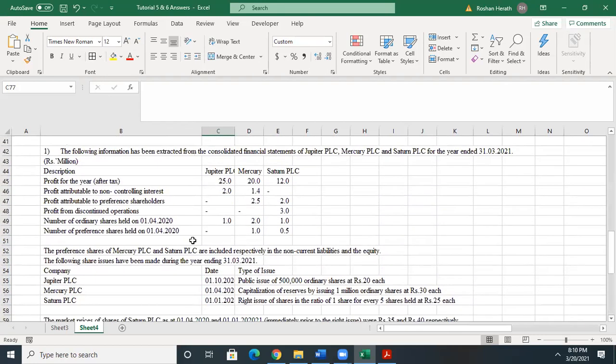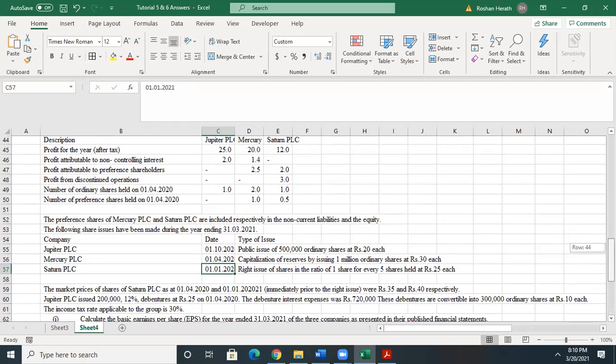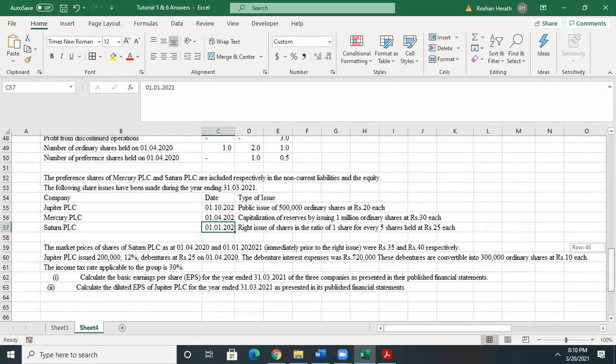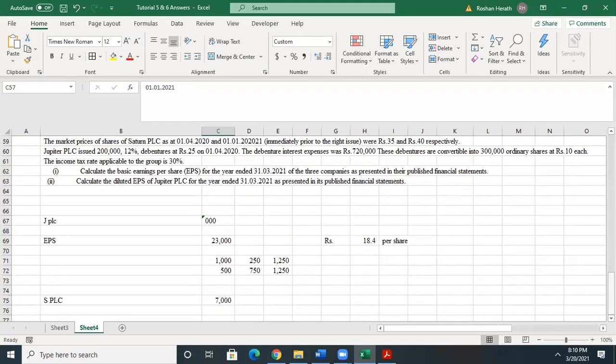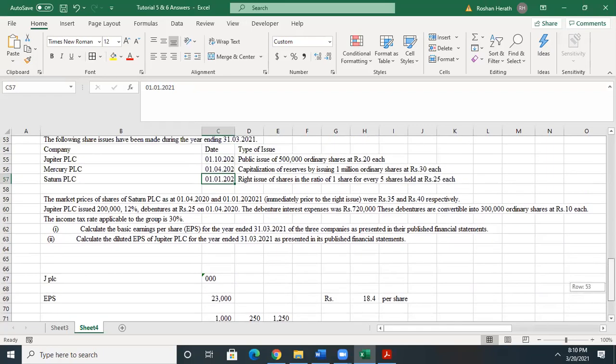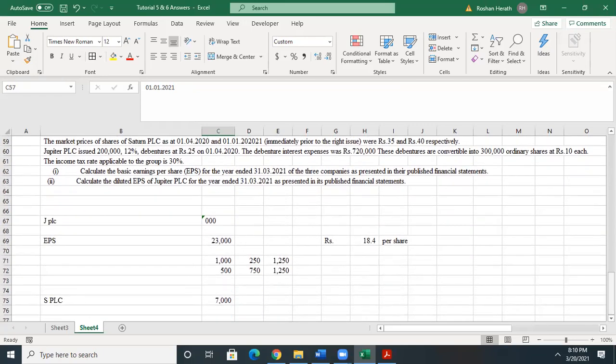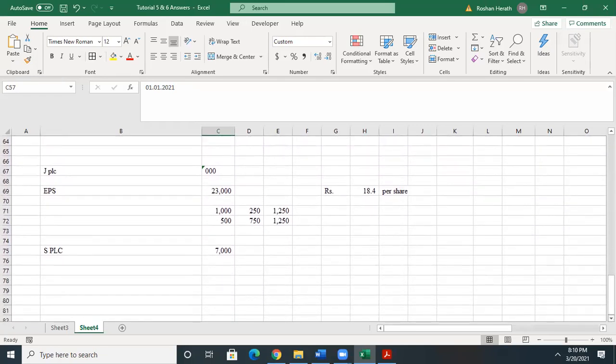There you can see this entity has 1 million shares outstanding. And on 1st of January 2021, they have made a rights issue. Since there is a rights issue, we need to consider the theoretical ex-rights price and see what the bonus element is, and make an adjustment for the number of shares available.